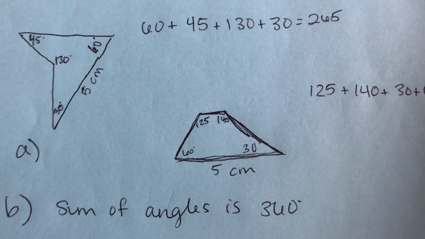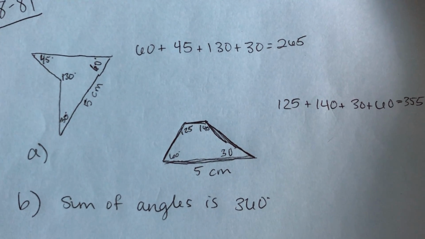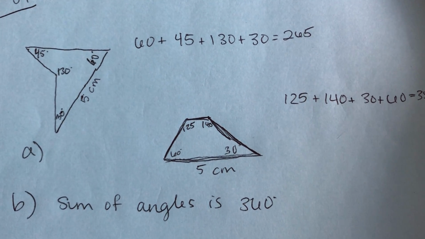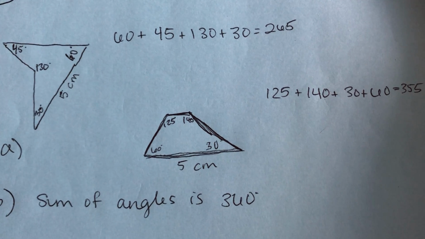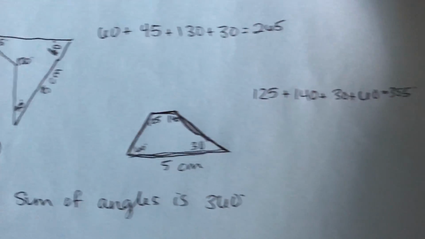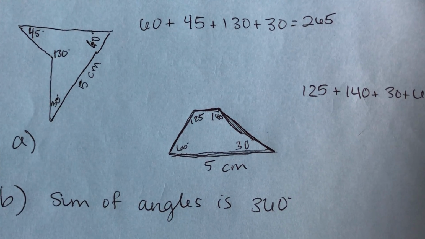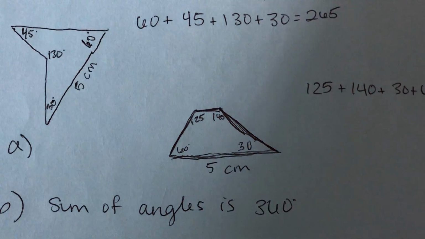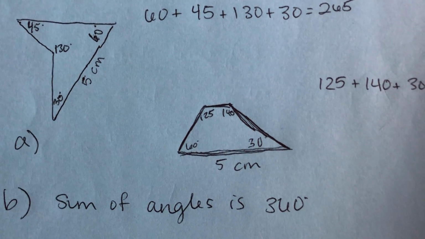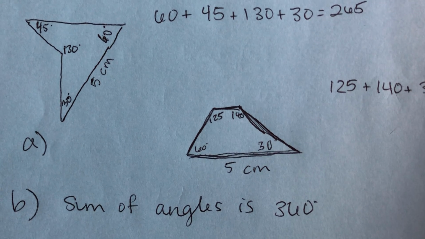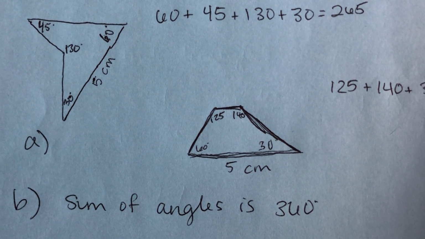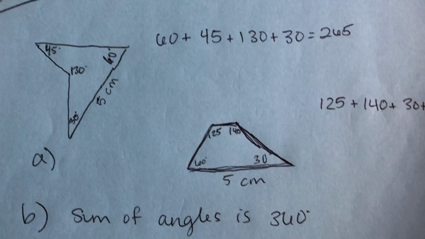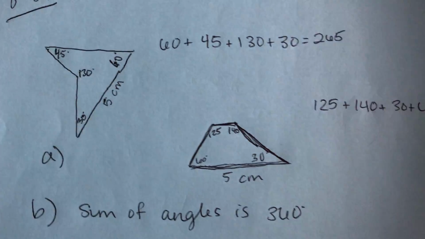So part B is going to be the same thing as the last problem, where you have to make a conjecture about the sum of the angles in a quadrilateral. So the sum of the angles in a quadrilateral is 360 degrees. Obviously it's not perfect, but if we were in class, we would come to that conclusion, and it would work a lot better if we had a lot more triangles and quadrilaterals to work with. But, you know, we do what we can with what we have with our distance learning.